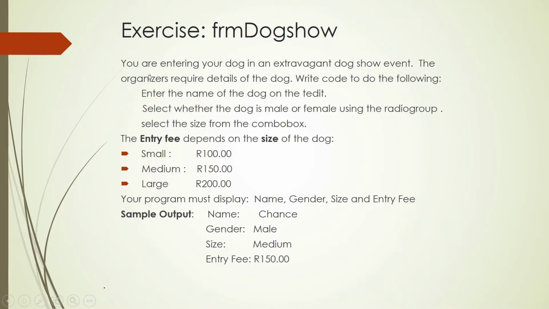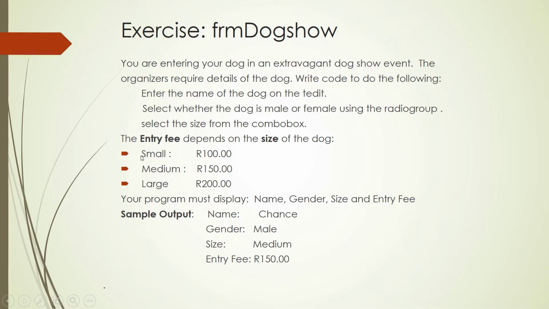Let's go through it. You are entering your dog in an extravagant dog show event. The organizers require details of the dog. Write code to do the following. Enter the name of the dog on the T-edit. Select whether the dog is male or female using the radio group. Select the size from the combo box. The entry fee depends on the size of the dog.